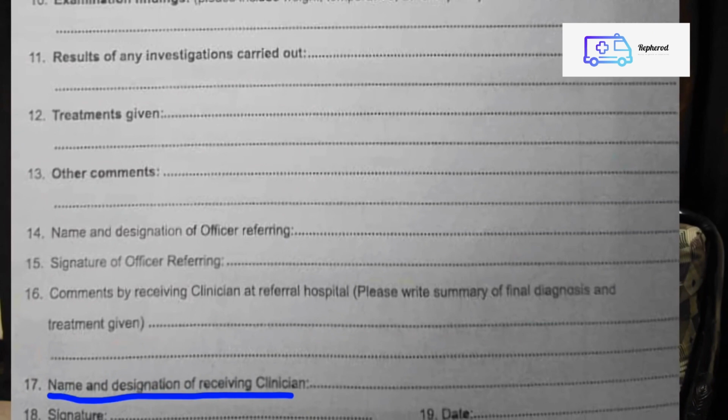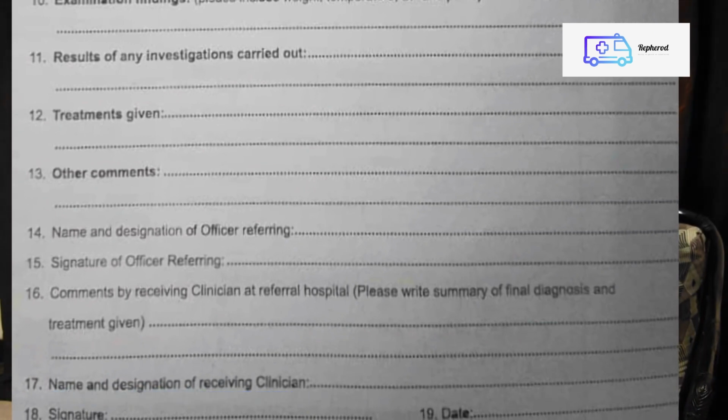You have the comment section, and then there is the section for the receiving doctor, who needs to sign when he receives this patient and document, and provide feedback. But it never happens. That's the unfortunate thing. You will never get feedback. In fact, once they are done seeing a referral letter, they will discard it.